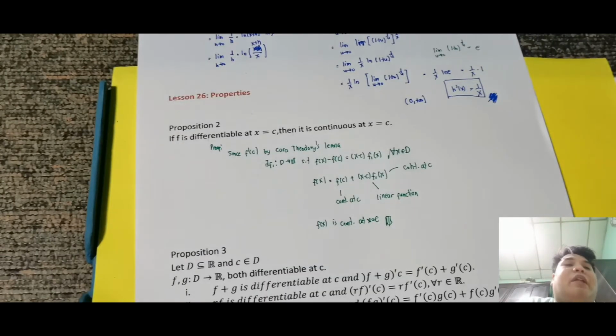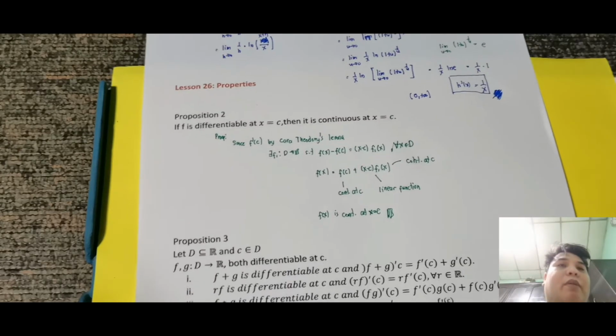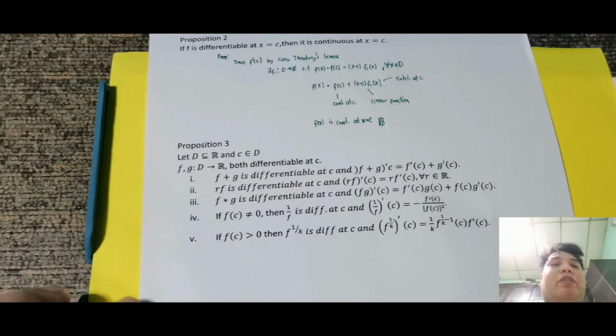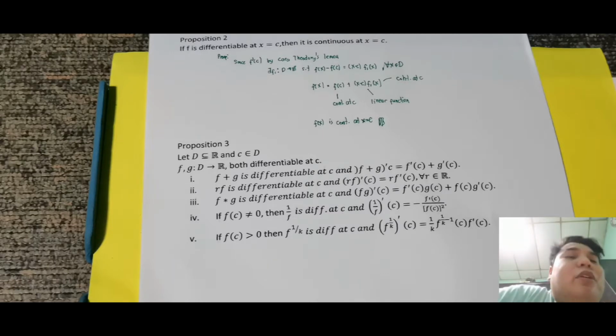Ngayon, gamitin natin si Caratheodory's lemma para sa proposition number 3. Ito medyo mahaba. So, next is we have the proposition number 3. Papabuntong hininga ka na lang sa haba. Let D be a subset of real numbers and c element of D, meaning c is an interior point. f and g mapping from D going to real numbers are both differentiable at c.